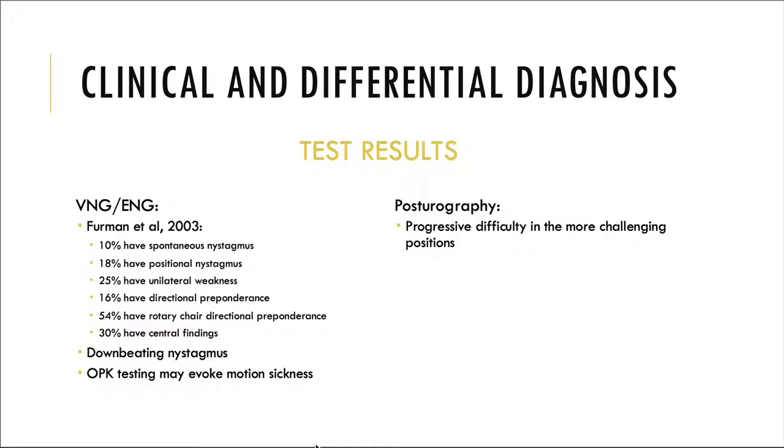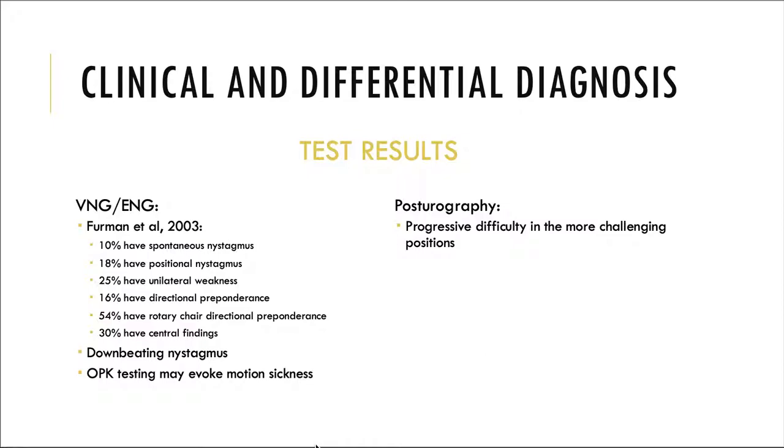For VNG testing, according to Furman et al. back in 2003, 10% of vestibular migraine patients have spontaneous nystagmus, 18% have positional nystagmus, 25% have a unilateral weakness in caloric testing, and 16% have an abnormal directional preponderance with caloric testing. 54% of vestibular migraine patients have abnormal rotary chair directional preponderance results. And 30% show a central finding when it comes to the VNG.